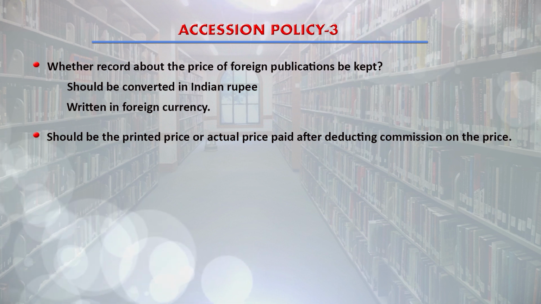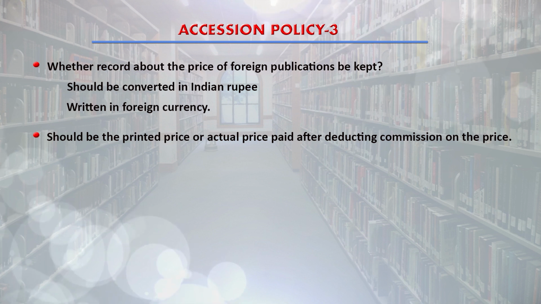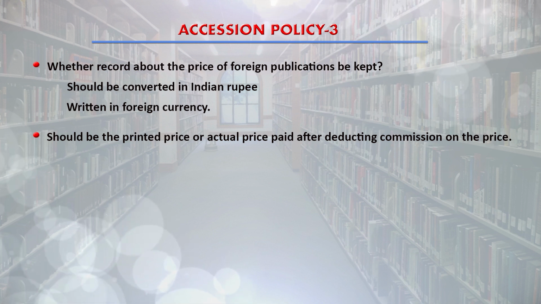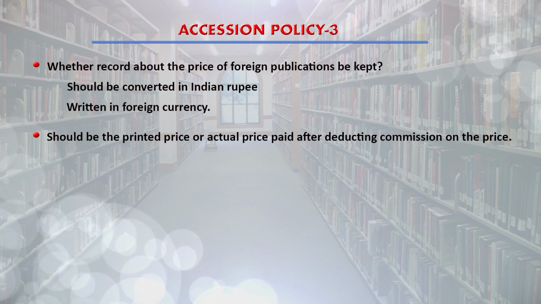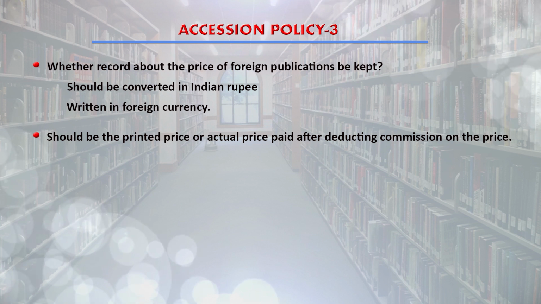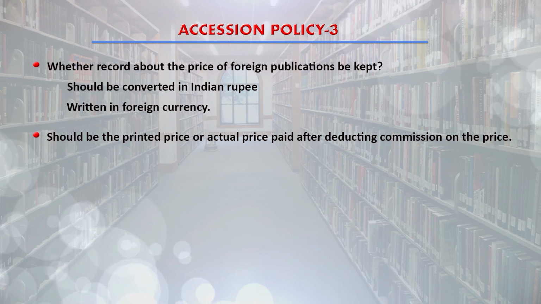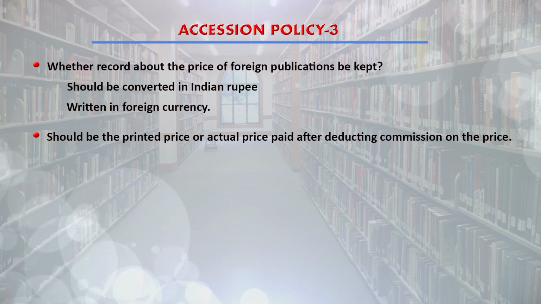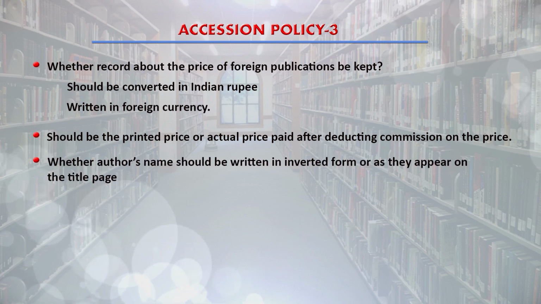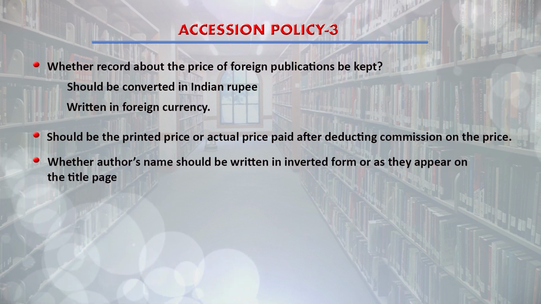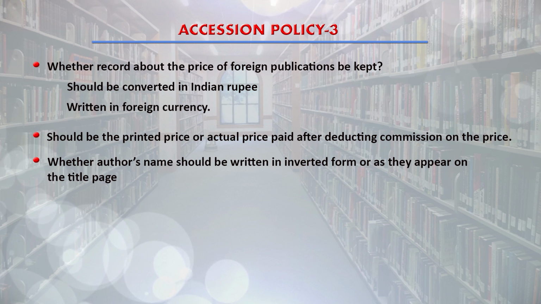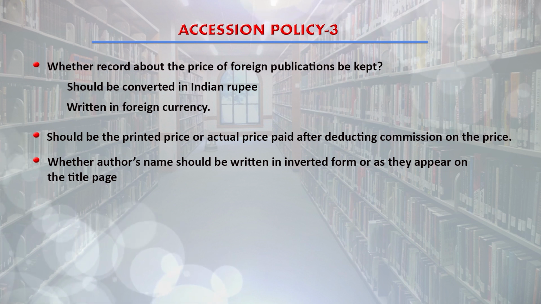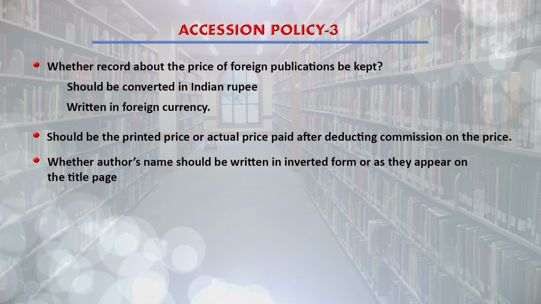Now, why is it important to have both? Because at the end of the year you have to give an audited record of your library's collection value in rupee terms. Such actual amount paid helps us get that figure. Whether the author's name should be written in inverted form or as it appears on the title page: that is the normal AACR rule we follow, that is the surname comes first, then the first name of the author. That's how we write it in the accession register as well.